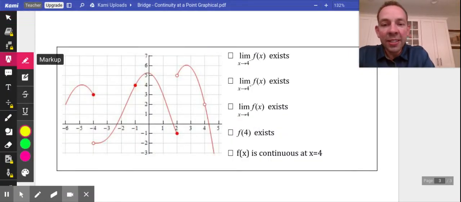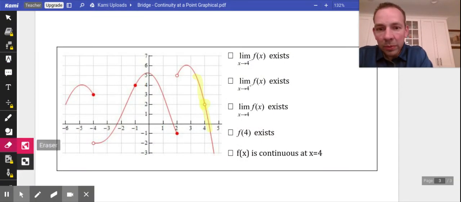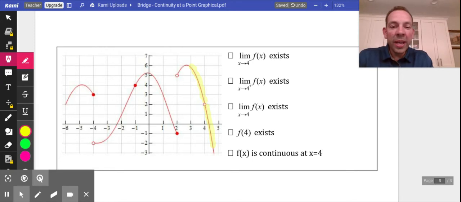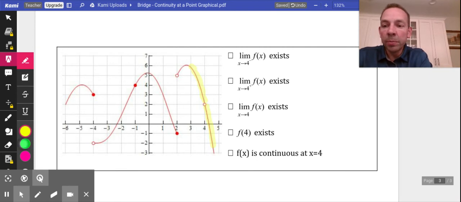So right out of the gates, as I approach 4 here, I had to pick up my pencil right here, right? So let's redo that. I'm tracing, I'm okay. Whoop, got a hole, so I have to pick up my pencil and jump over the hole and continue tracing. So again, we kind of know the final answer. We know because of that hole, the function is going to be discontinuous. Let's go through our checklist really quick here.